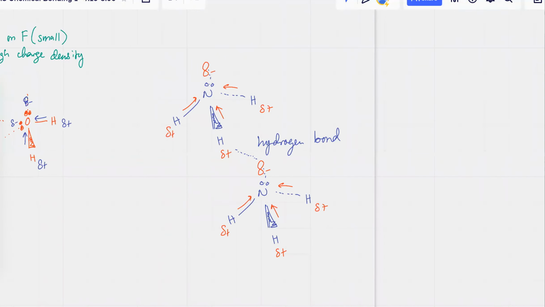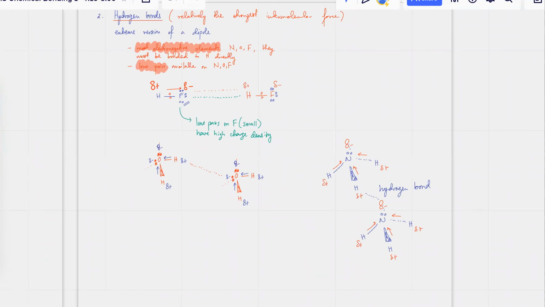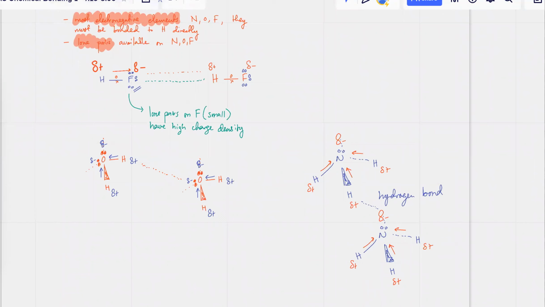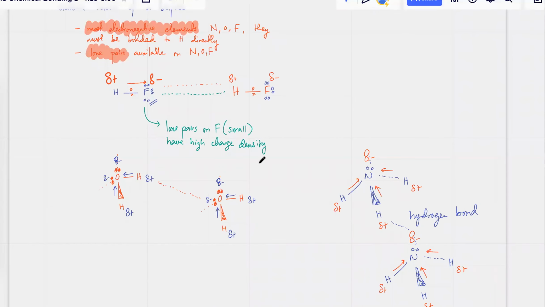So now similarly, can anyone tell me who out of these three is going to form the maximum number of hydrogen bonds? Would it be HF? Would it be water? Would it be ammonia? What will it be? Anyone any idea? HF.